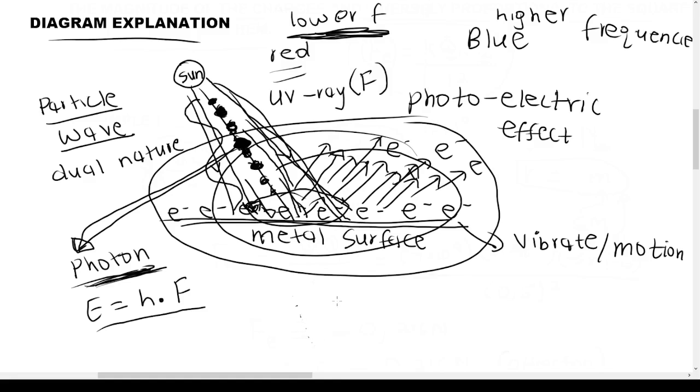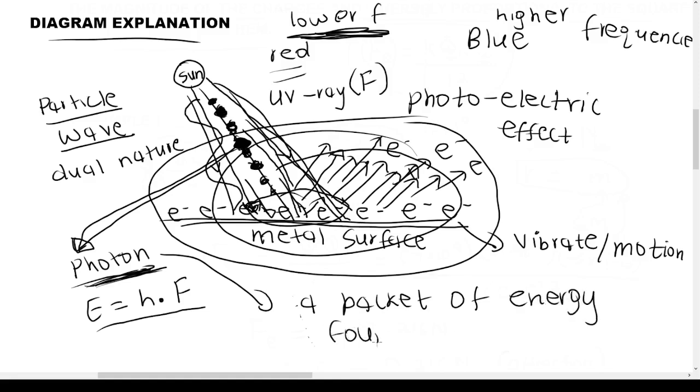So we can say it's a packet of energy found in light. So a photon, we can define it as a packet of energy found in light. So it's basically these particles that carry energy. We can say that in simple terms. So they will transfer this energy to the metal surface, and then the electrons of the metal surface will start to vibrate and move away from the metal surface.